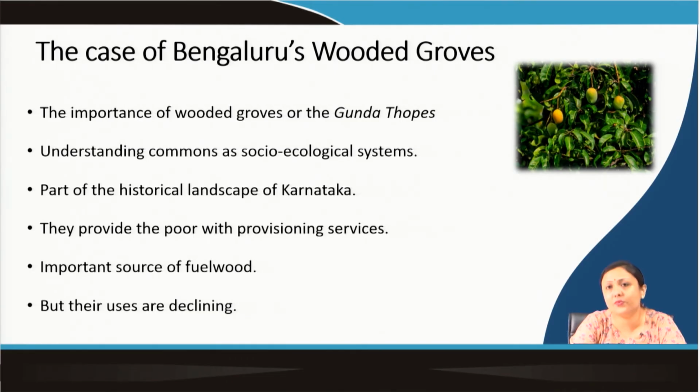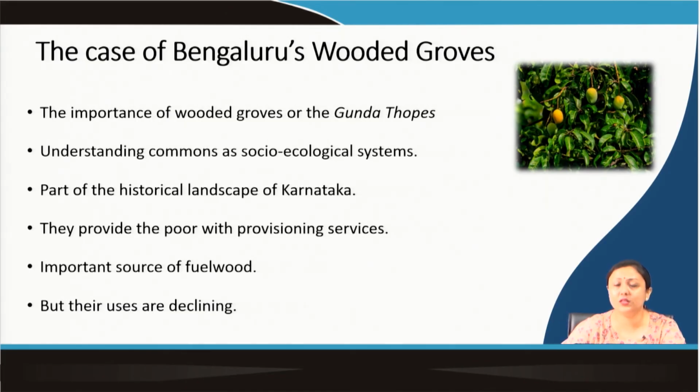It is obvious from our discussion so far that the urban commons are characterized by close interactions between the society and nature, and they are very essential parts of the social ecological system. And we see that in one particular paper, Mundoli, Manjunath and Nagendra talk about the importance of these sacred groves, or the Gundathopes as they are called, because they have been a very important part of the historical ecological landscape of the entire state of Karnataka.